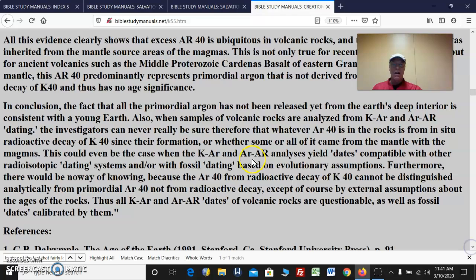They come out there and start measuring stuff that originally came with the sample. It didn't sit there and start to deteriorate. Also, when samples of volcanic rocks are analyzed for potassium-argon and argon-argon dating, the investigators can never really be sure whether whatever argon-40 is in the rocks is from the in situ radioactive decay of K-40 since their formation, or did it come from the mantle? Or whether some of it came from the mantle with the magmas.